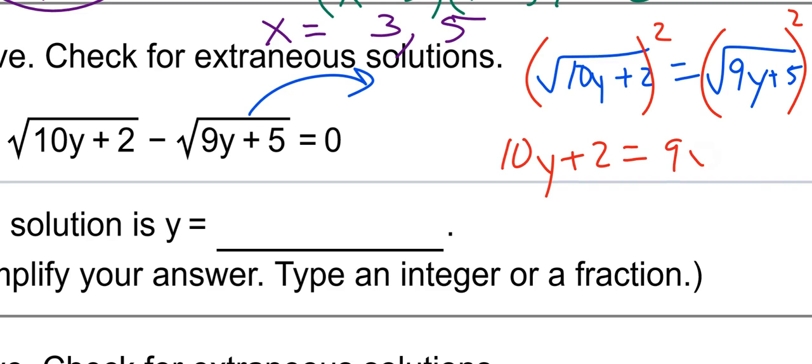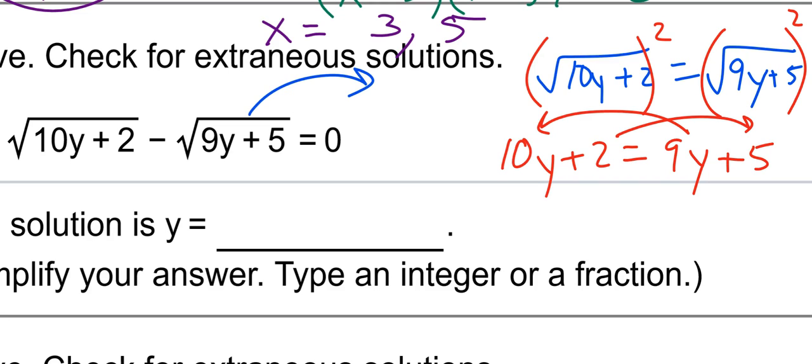The reason this question was easier than number 11 was because when you squared both sides, you got rid of all the radicals. And it became much easier for you to solve. Back to your Algebra 1 days.